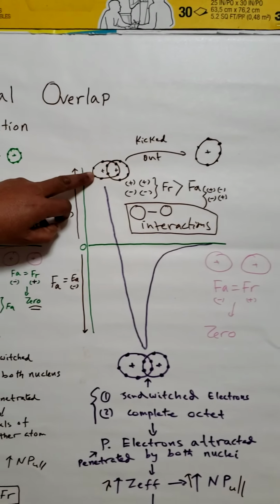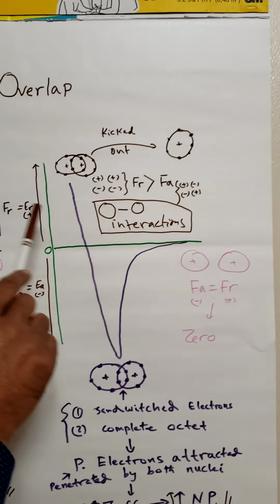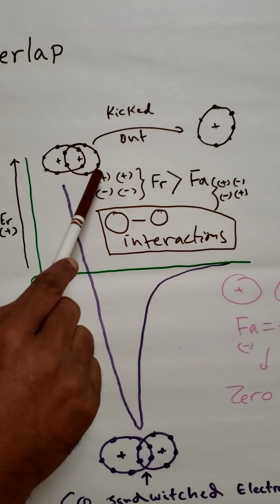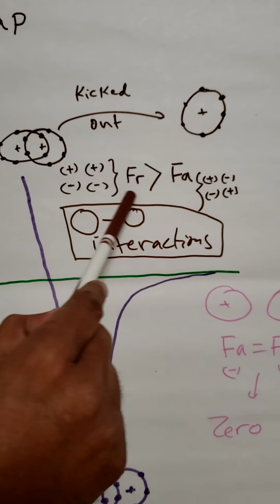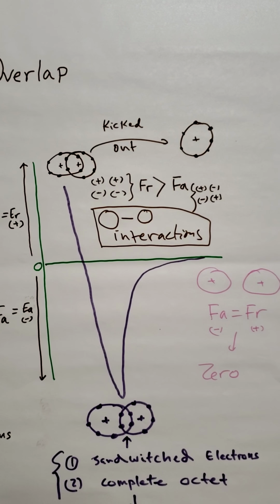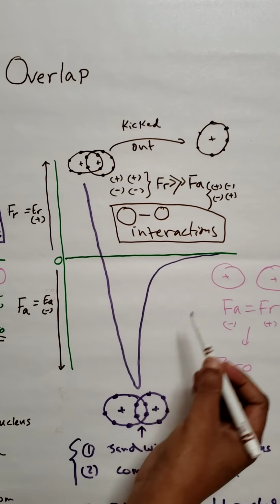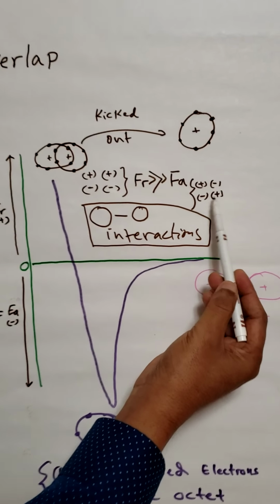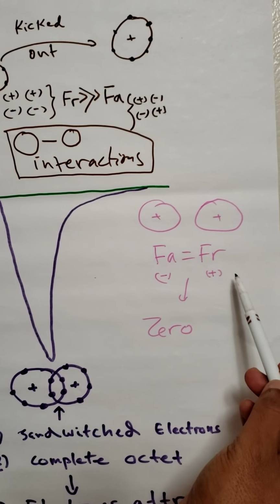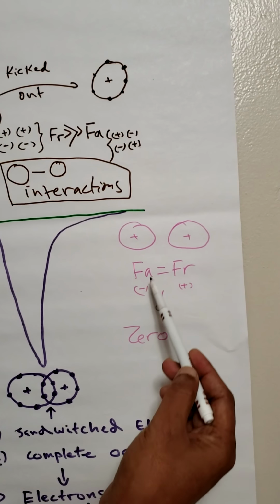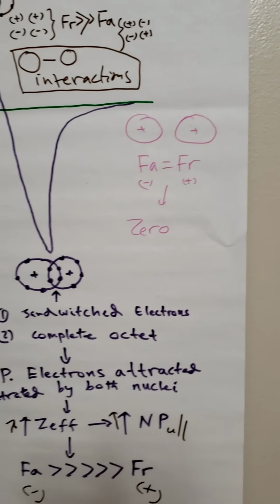When the two atoms are very close to each other, we saw here also that they are kicked out. Why kicked out? Because there is a lot of repulsion between nucleus and nucleus, and electron and electron. So your repulsive force is much higher than your attractive force, which is between nucleus and electron, or electron and nucleus, right? And here you have attractive forces and repulsive forces that cancel each other. They're equal, right? Attractive forces negative, repulsive forces positive, so zero. I hope you understood it.